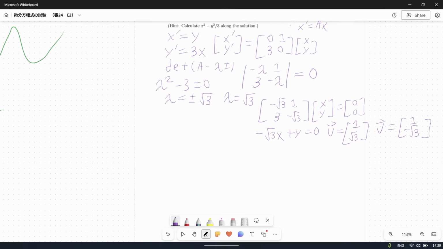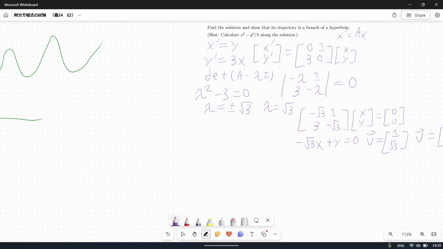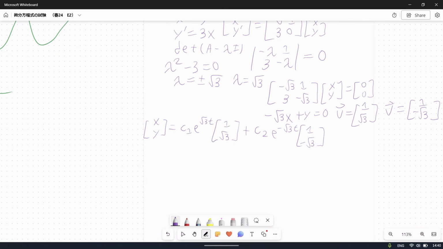So then we can come up with a general solution, which we can say that x and y in vector form is going to be equal to some constant c1 e to the root 3t times 1 and root 3, plus c2 e to the negative root 3t times 1 and negative root 3, like this. And so yeah, now we have our general solution.